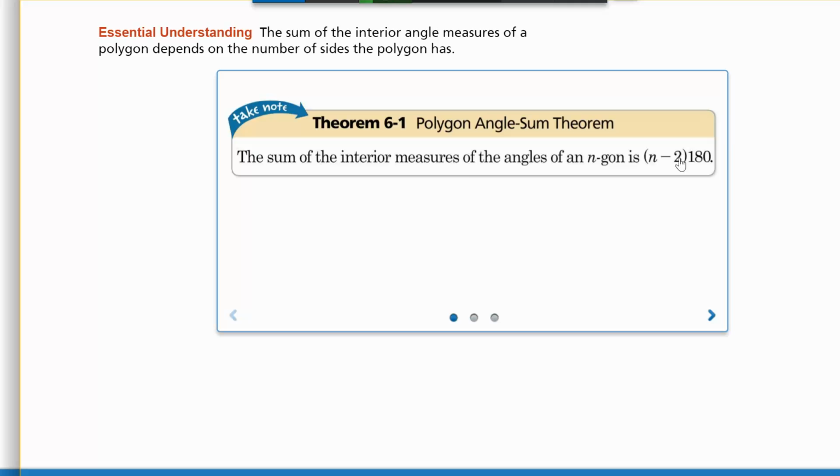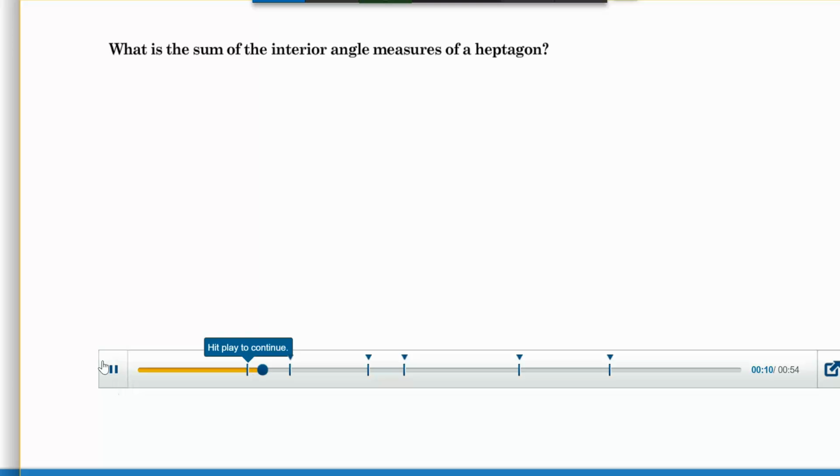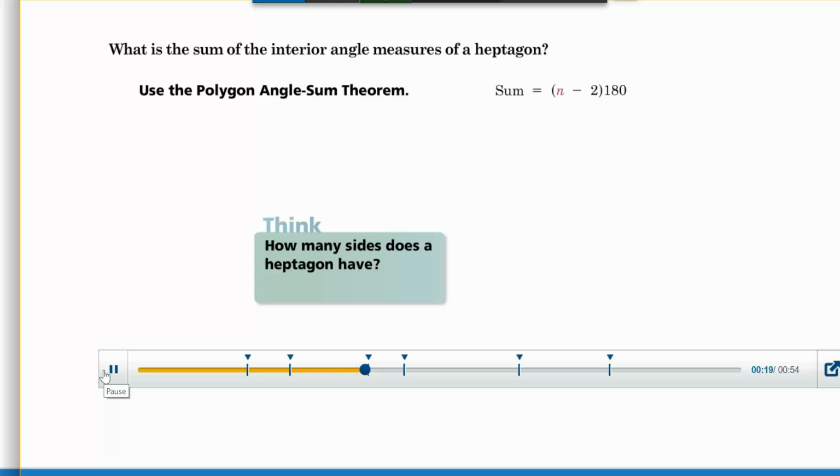We can look at an example of that here in problem 1. In this problem, you will find the sum of the measures of the interior angles of a polygon. What is the sum of the interior angle measures of a heptagon? Use the polygon angle sum theorem. So there's theorem 6.1. It says all the angles are going to add to n minus 2 times 180. How many sides does a heptagon have? A heptagon has 7 sides. So substitute 7 for n.